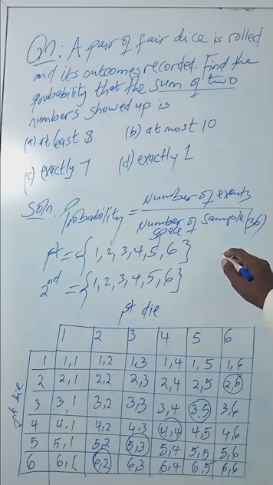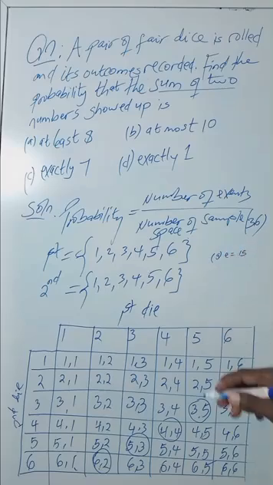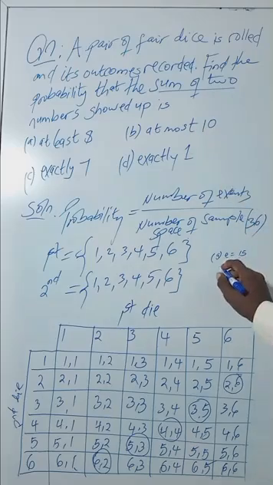Let me write my answers here. For part A, I'm getting my event as 15. Remember, the sample space is 36. Then for part B, let me first summarize my answers here, then we shall work out the probability.